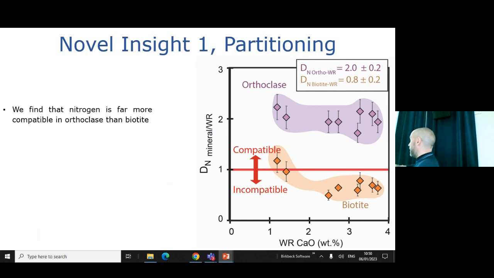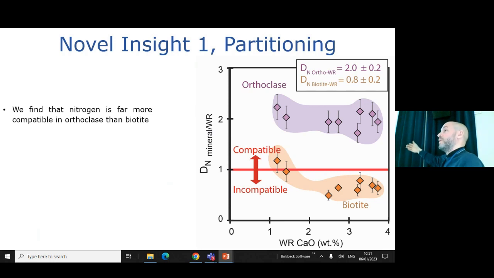And I plotted it against calcium because these are mostly gabbroic to dioritic. So plotting against silicon means this is the narrowest range. They're granitic to dioritic. And what we found, which surprised us, was that orthoclase was soaking up all the nitrogen.